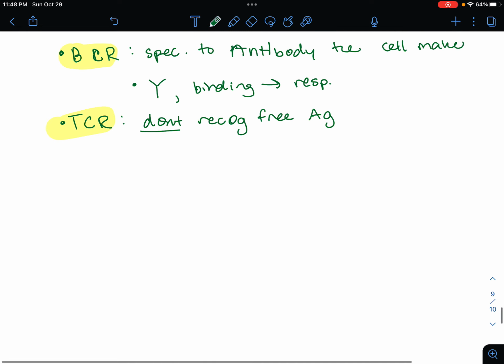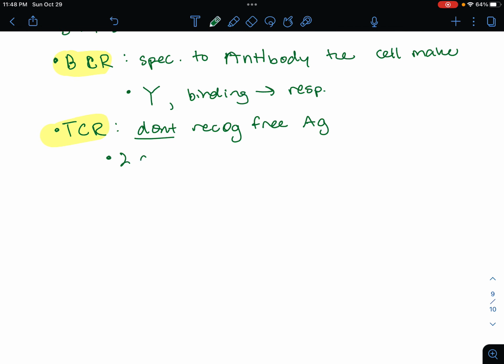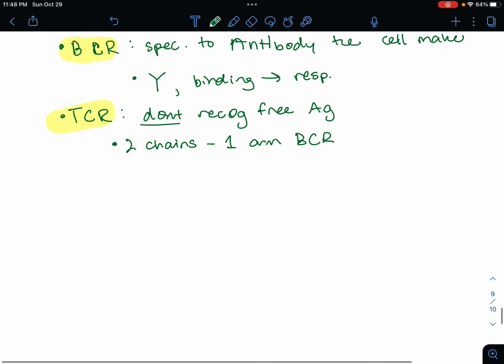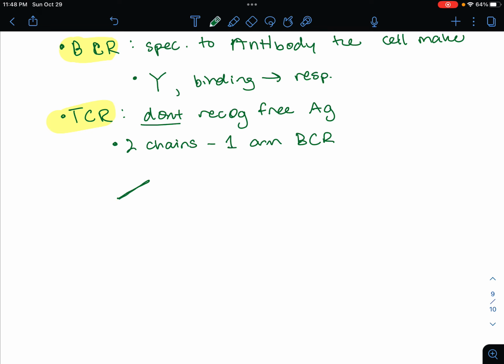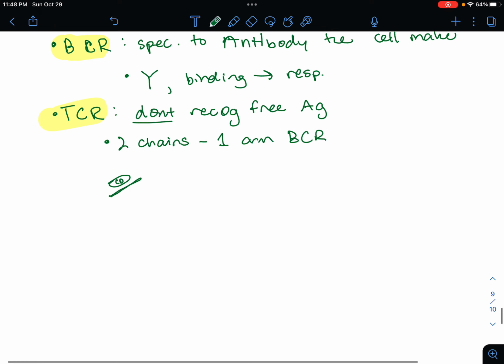Instead, you're going to have two polypeptide chains, and it's going to look like one arm of the BCR. And these, we're going to just have kind of a stick like this, and then there's also something called a CD marker. That's not very important, it's just the structure of it. And what happens with the TCR that is different from the B cell receptor, these must be presented on the surface of another cell.